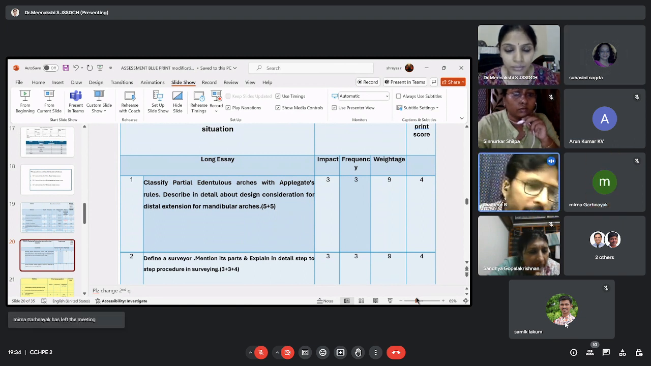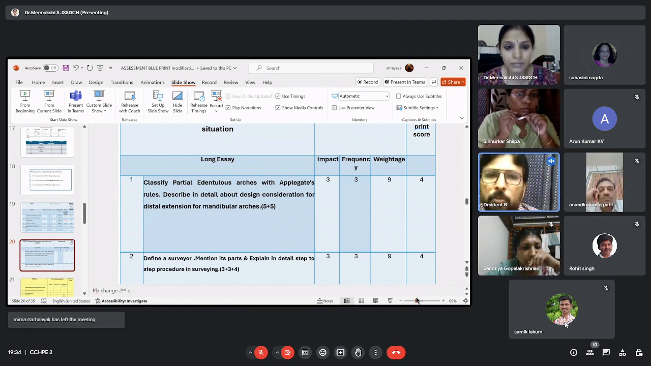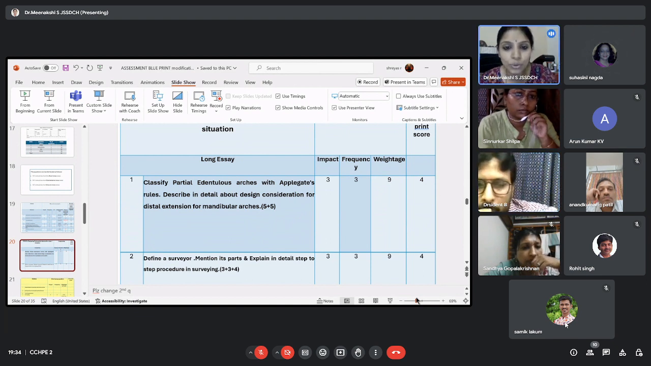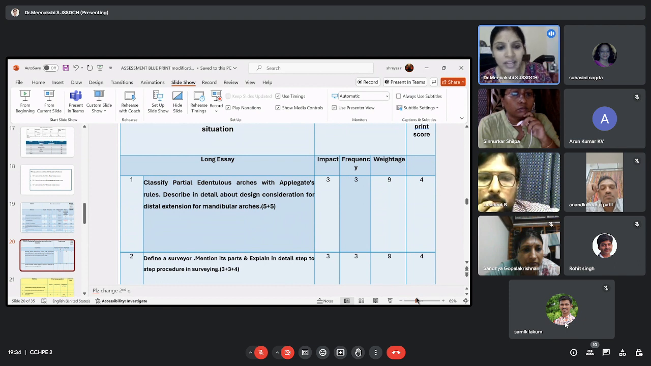So we have divided the question, with weightage also, madam, for the division of the question, so that it will be easy for the student to answer, and he will keep in mind how much to answer for 5 marks when there is classification along with Applegate's rules, and how he has to describe the design considerations for mandibular distal extension partial denture.